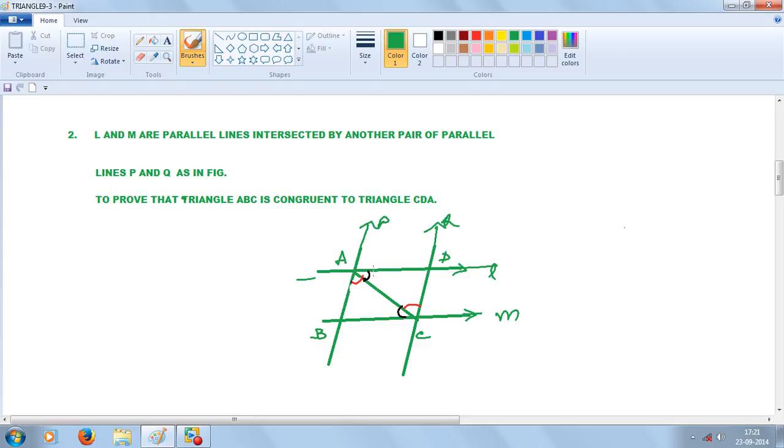So see the mark. L is parallel to M, so this is an alternate angle. Similarly, P is parallel to Q, so this is also an alternate angle. So when two angles are equal, the third angle also should be equal. We can mark this third angle also. All the angles are equal. And AC is common. What else do you require? So AC is common to both triangles.